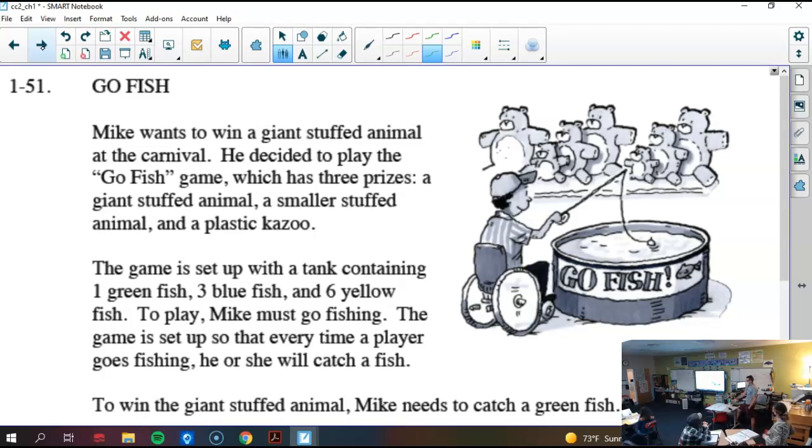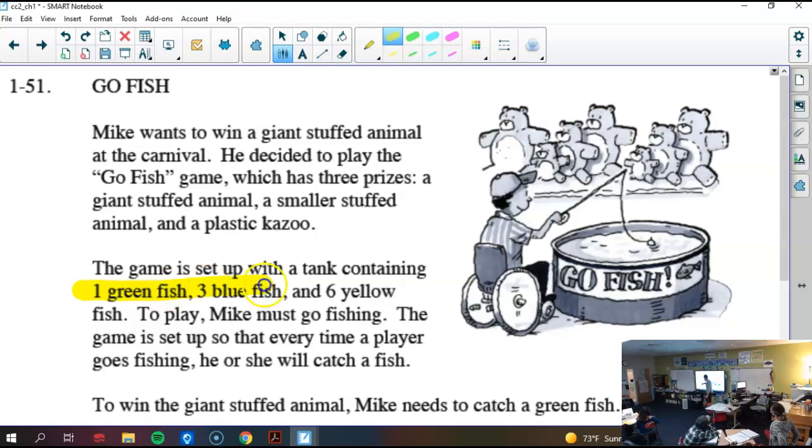Mike wants to win a giant stuffed animal at a carnival. He decides to play the goldfish game, which has 3 prizes: a giant stuffed animal, a smaller stuffed animal, and a plastic kazoo. The game is set up with a tank containing 1 green fish, 3 blue fish, and 6 yellow fish.